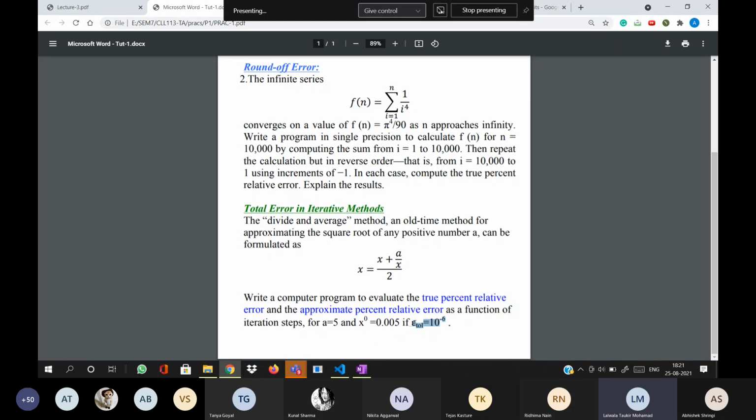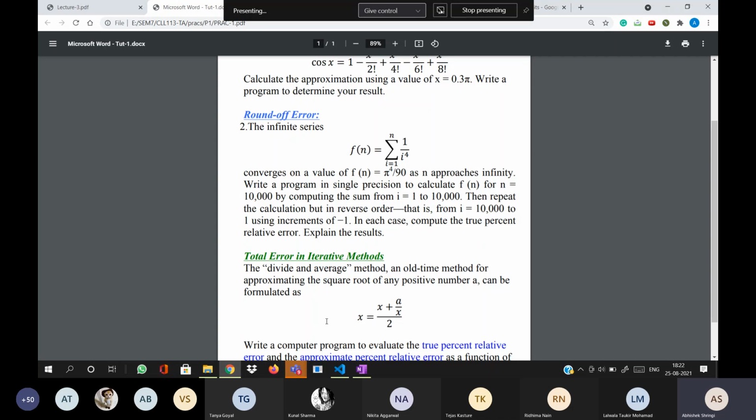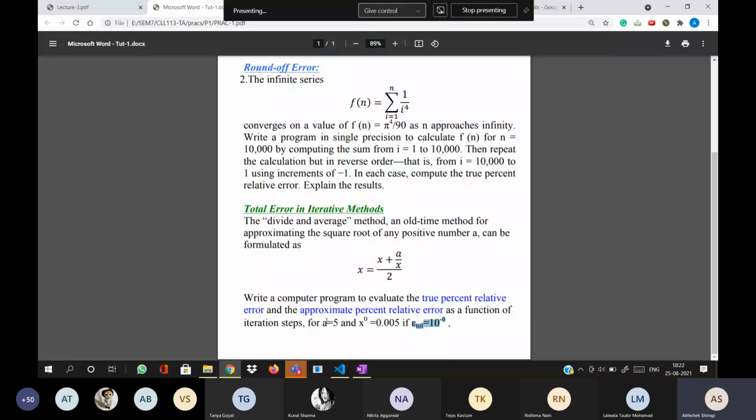Sir, do we need to find the relative error in each iteration or only the final one? See what is asked in the question. You have to find the true percent relative error and approximate percent relative error as a function of iteration step. So for each iteration step, you have to calculate that and plot it. Whenever you are asked to find a function of something, either you find it in a closed form, like x square, sin x, cos x, which are closed form functions. Suppose there is some series, some open-ended function, you cannot imagine how that is going, but you can always plot it. By plotting, it is very clear how it varies with iteration steps. So for each iteration step, you have to calculate its value, plot it, and report it in the report.